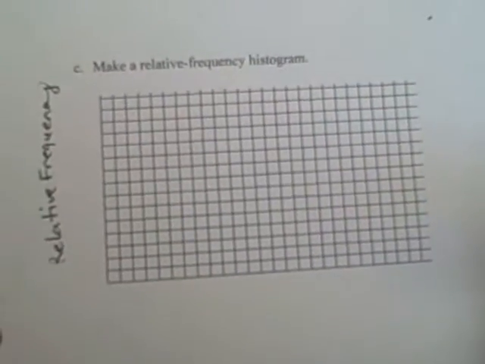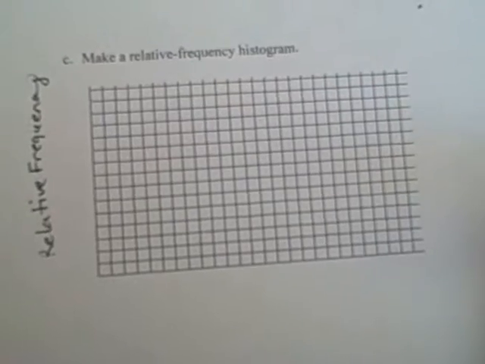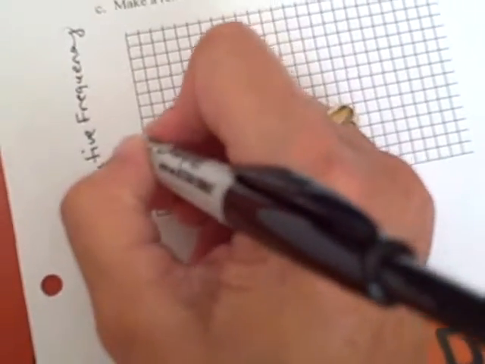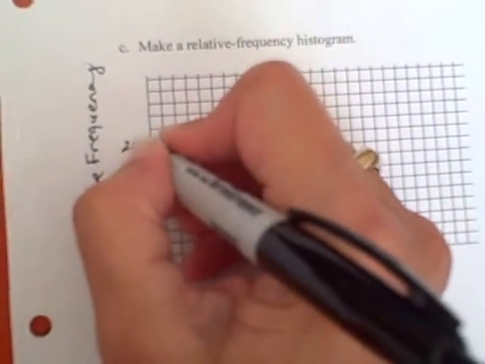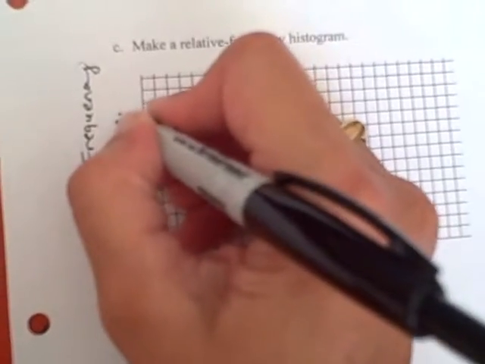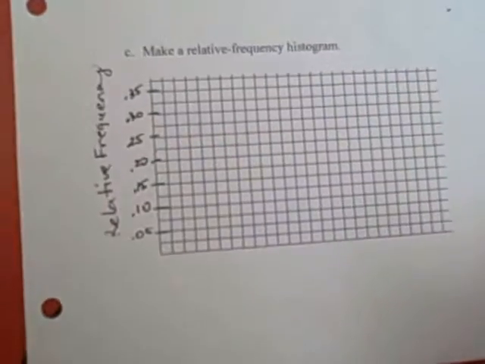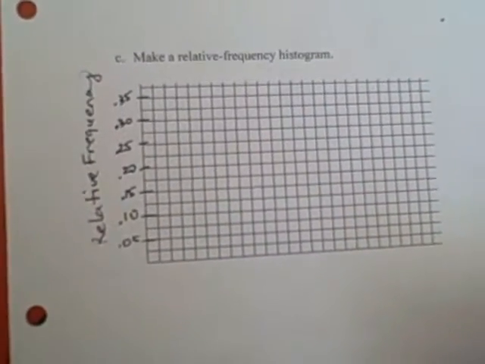Ooh, messy. Okay. Our highest relative frequency was 0.33. Let's see, I think I'll go 0.05, 0.10, 0.15, 0.20, 0.25, 0.30, 0.35. Okay? So relative frequency on the vertical axis.